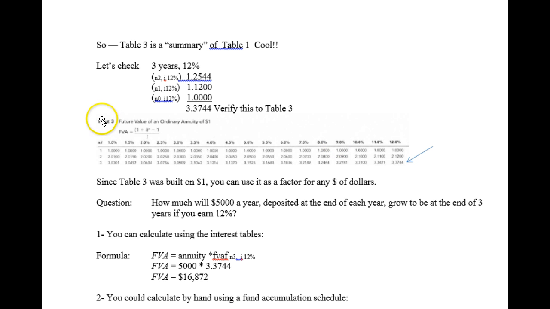If you go to table 3, you can check this interest factor and see indeed at 12% in 3 years it is that amount. So you could say that table 3 was built on summing table 1. Some poor fool who made table 1 and then the reciprocal of table 2 had to add all the table 1 factors together to make table 3. And it is an interest factor. So since it's an interest factor, you can use it on any amount of dollars to get your answer.